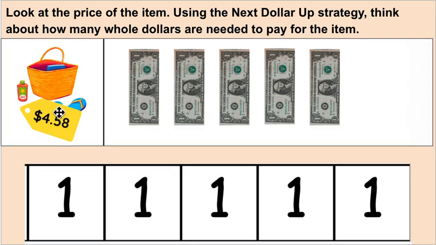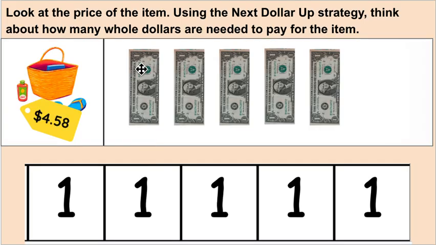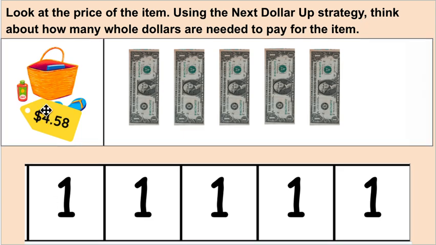Next, I add 1 for the change. So I ask myself, what is the next whole dollar after 4? So let's see. We're going to add 1, 2, 3, 4, and then 1 for the change. So we're going to get $5. I'm going to give them $5 to pay for this basket. So our strategy is we look at the dollar amount, and if there's change, we add 1 for the change.